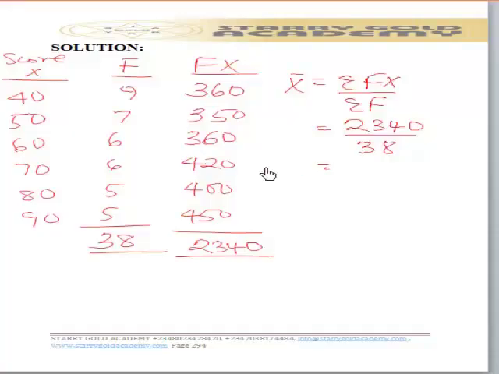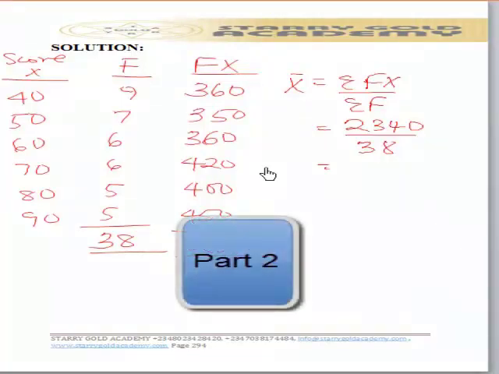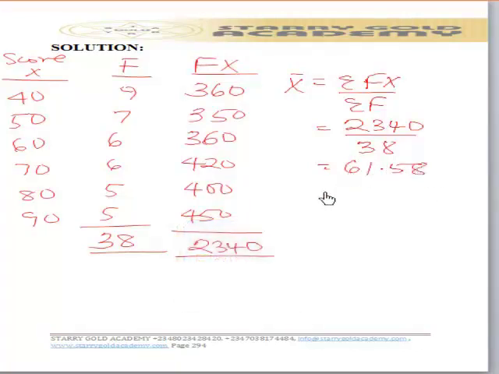So we have 2340 divided by 38, and this will give us 61.58. So approximately our x bar is equal to 62. That is the arithmetic mean of this particular information, and this can be put in percentage. So the mean score is actually 62%.